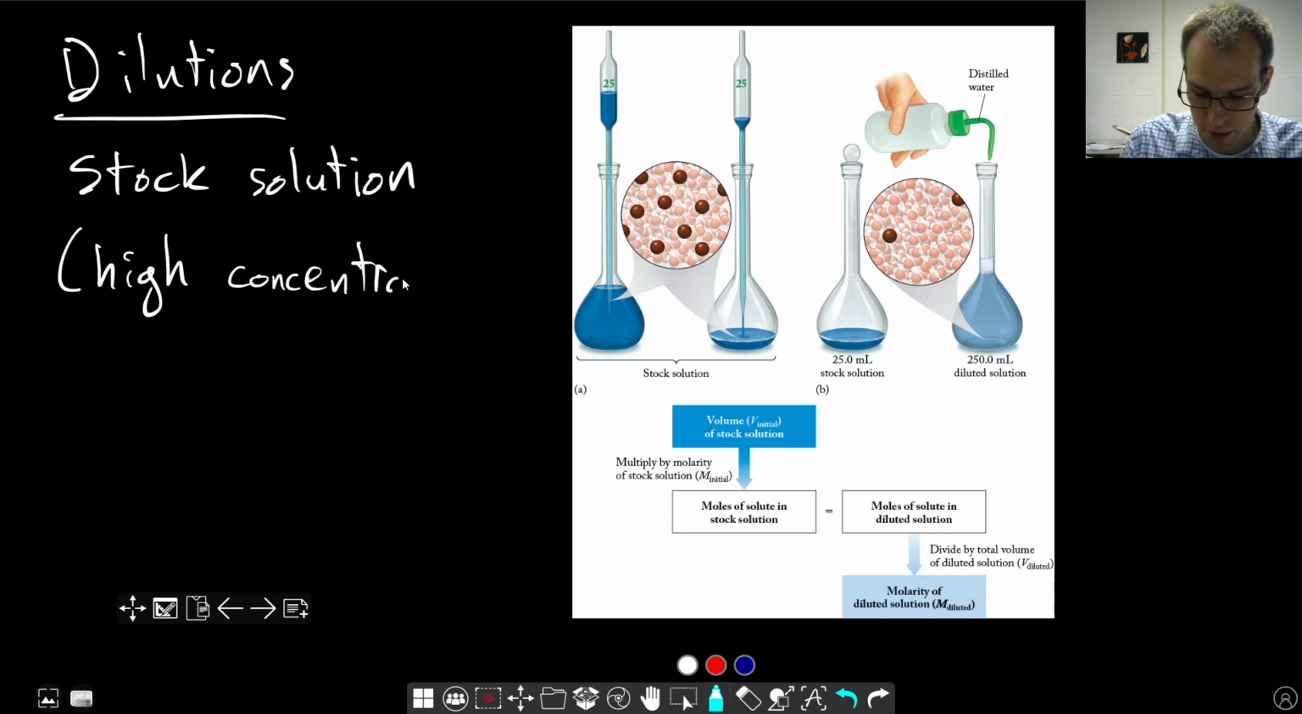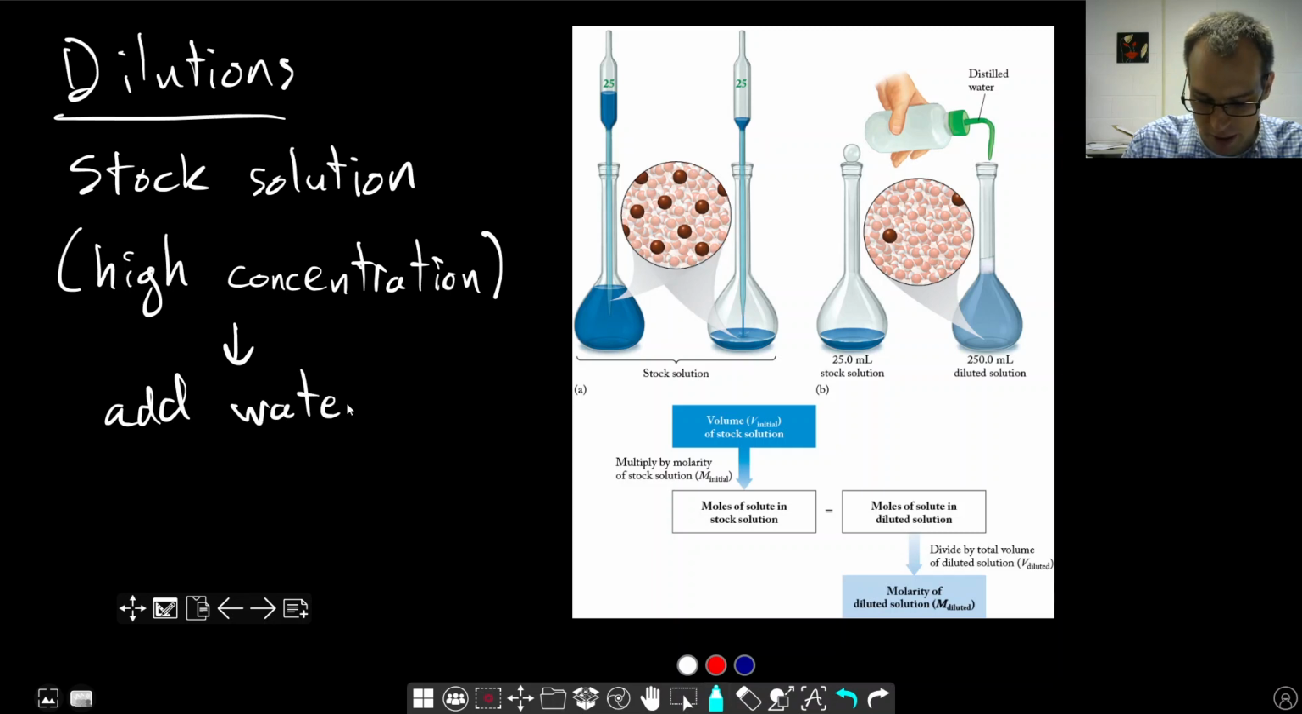And what we want to do is often we do this because it's easier to transport solutions when they're highly concentrated. Because we can fit more of what we care about, the solute that's dissolved in our solution, once it arrives at its destination, then we can dilute it by adding water to it to get it to whatever concentration we would like. So this is often the case. We take a stock solution, add water, or to be more general, add solvent, but in this case we're thinking about aqueous solutions, and we get a diluted solution with a lower concentration.